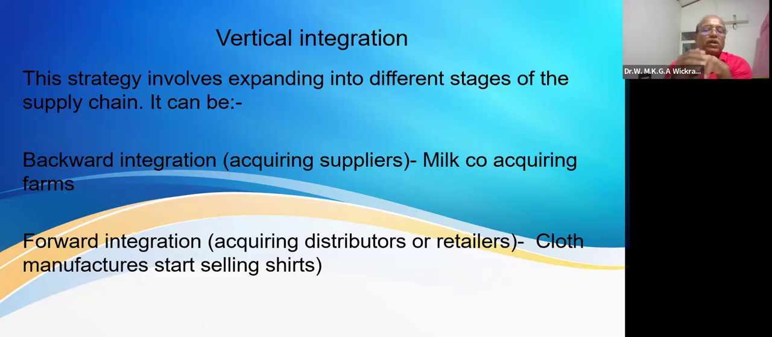The backward and forward integration in the same line, same value chain. So you go back or go forward. If you are a production company, you acquire the distributor also and the retailer also. Then all the people in the supply chain are in one basket, so they can capitalize on their profits.